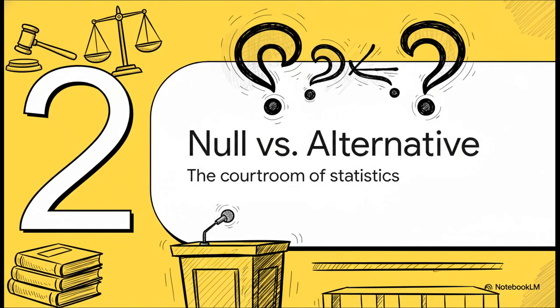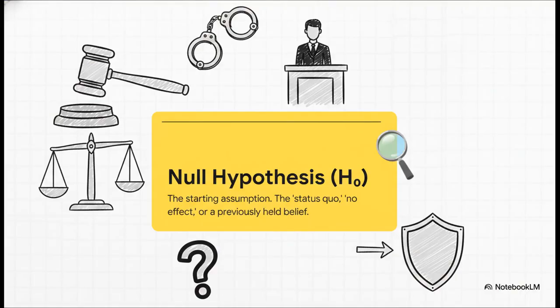So let's get into the heart of how this works. And honestly, the best way to think about it is like a courtroom trial. Except instead of putting a person on trial, we're putting an idea on the stand. So, every single statistical trial starts with a suspect. We call this the null hypothesis. This is basically the default setting, the status quo. It's the assumption that nothing has changed, that there's no new effect. Just like in a courtroom, it's our innocent until proven guilty.